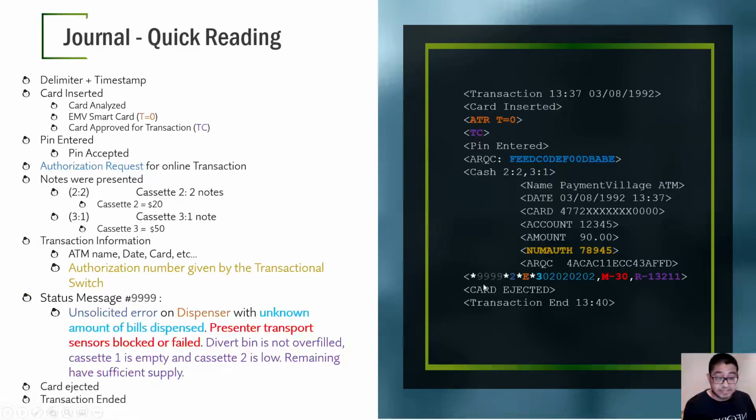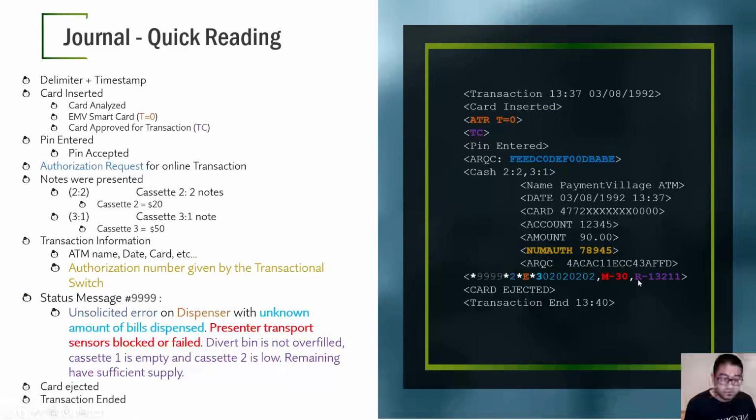And then we have here a status message, an error. And this status message says that this is the error number 9999 and that we have an unsolicited error by the ATM in the dispenser, and that we have an unknown amount of bills dispensed, and that the error is that the presenter transport sensor blocked or failed. So we know that the dispenser has an error because of the presenter transport sensor blocked or failed, and that an unknown amount of bills were dispensed.